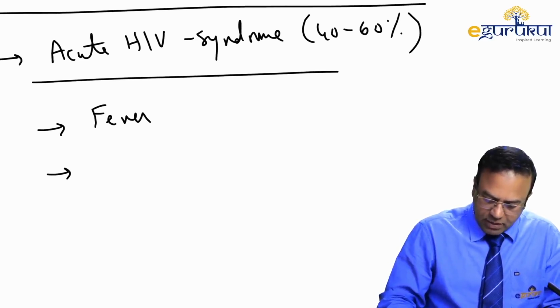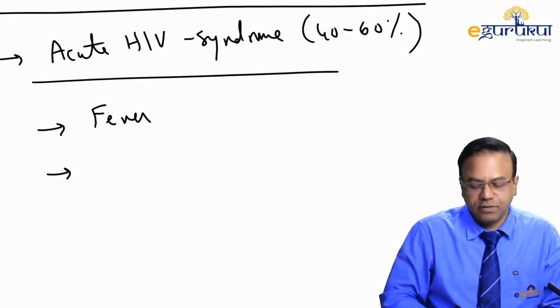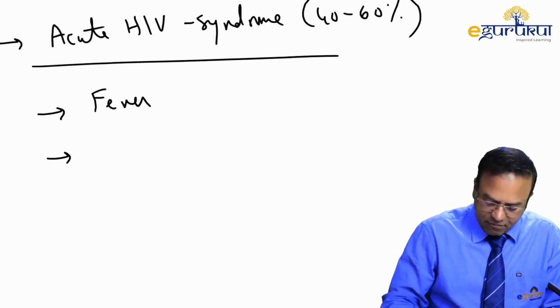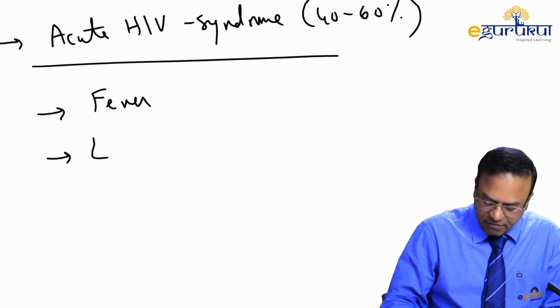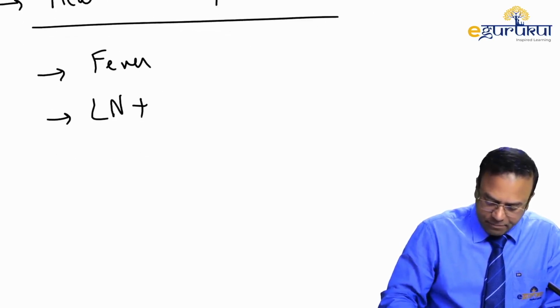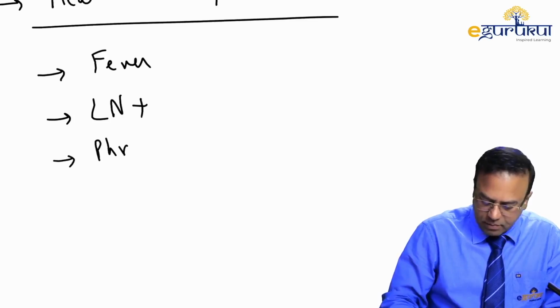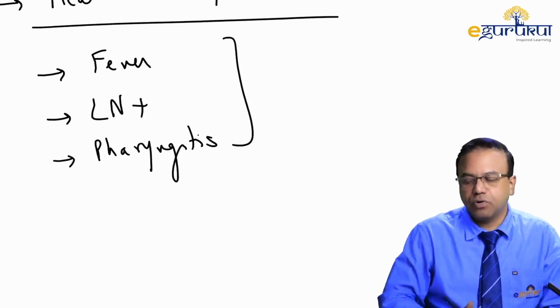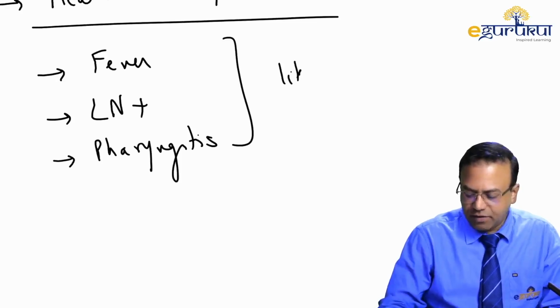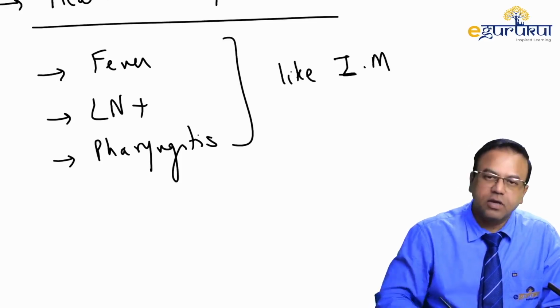The main thing is that it's a febrile illness, so fever is a hallmark of this condition. Apart from fever, which occurs in more than 90% of those people who develop this, there is lymphadenopathy that can occur, and pharyngitis resulting in sore throat. The combination of fever, lymph node enlargement, and sore throat makes it look like infectious mononucleosis.